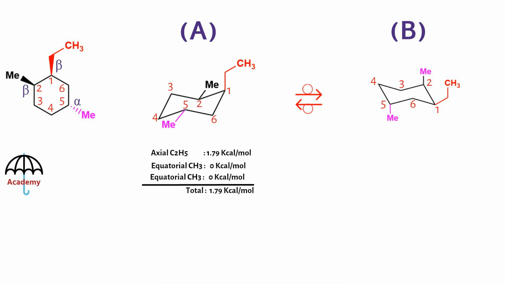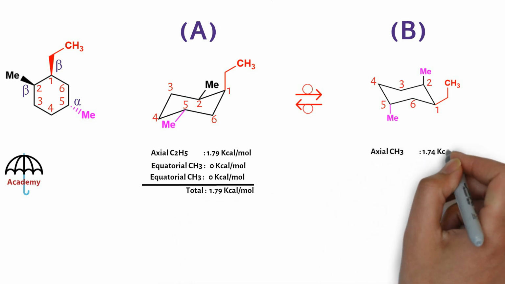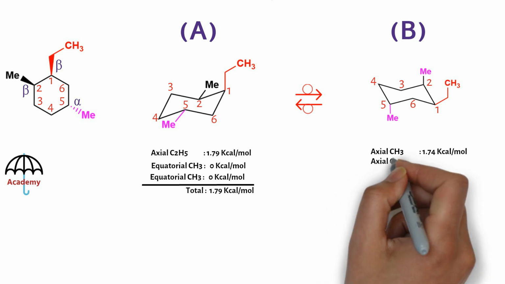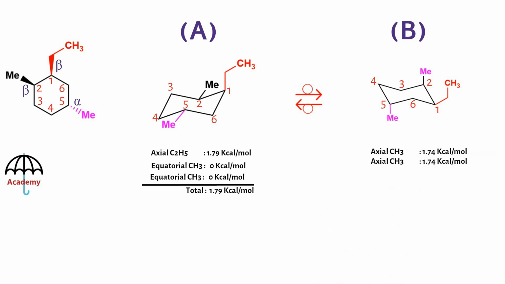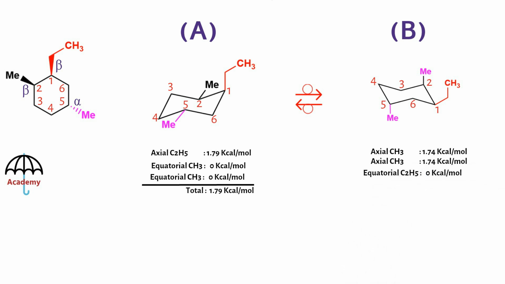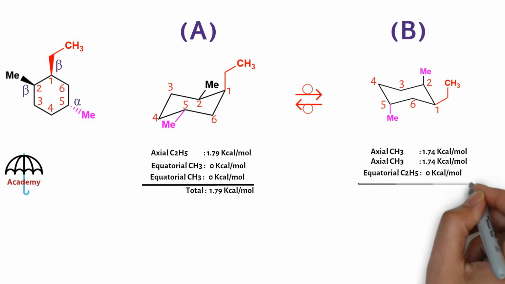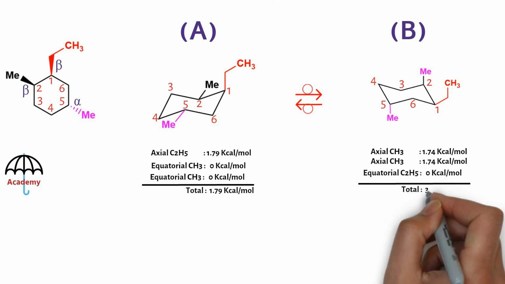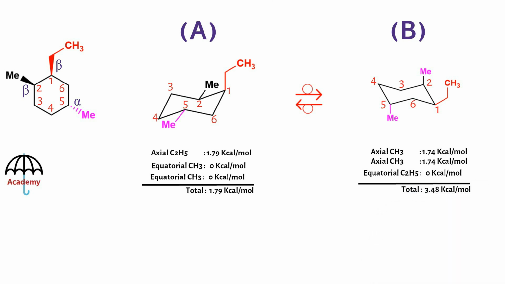In the conformer B, each axial methyl contributes 1.74 kilocalories per mole torsional strain. Equatorial ethyl does not contribute anything to torsional strain. Total torsional strain in the molecule is 3.48 kilocalories per mole.